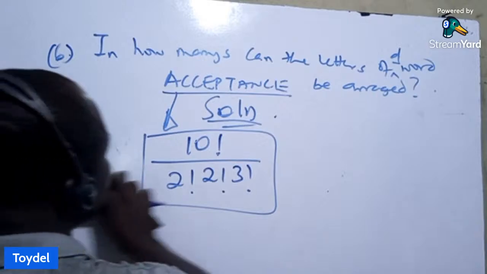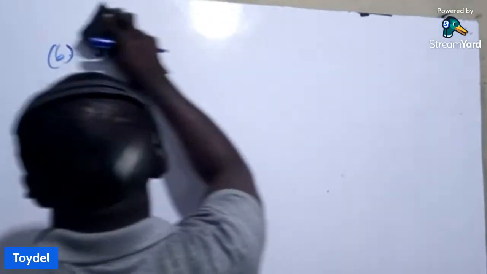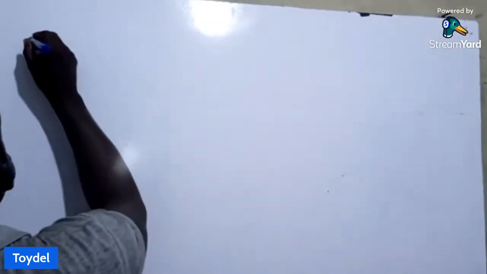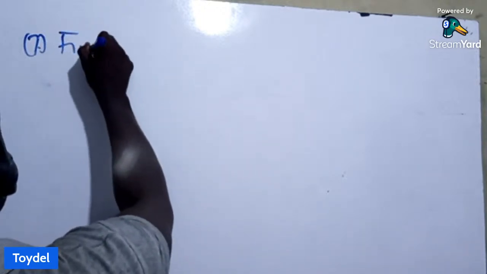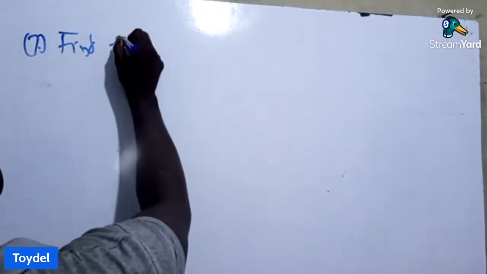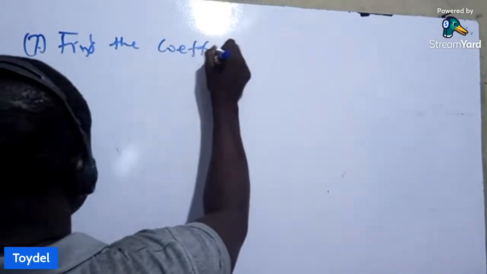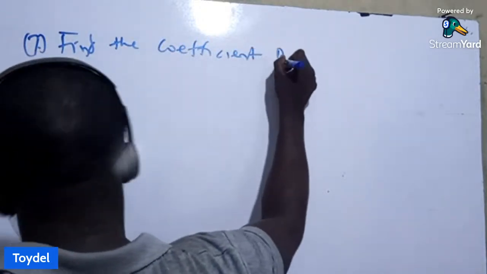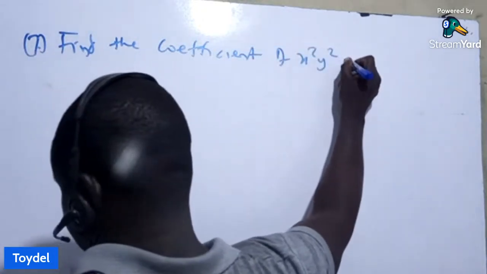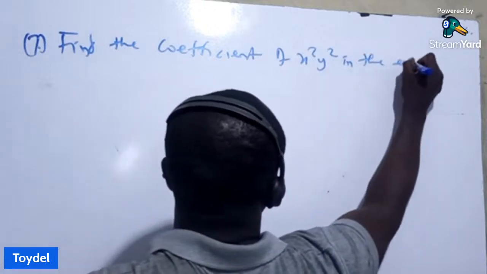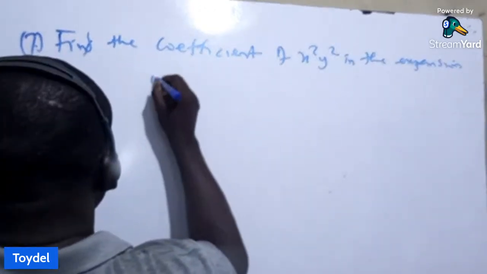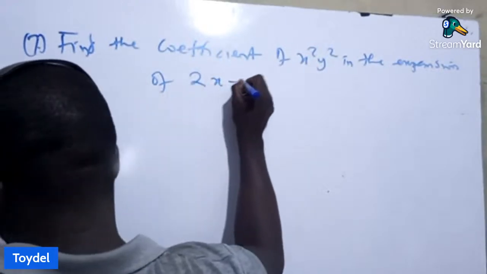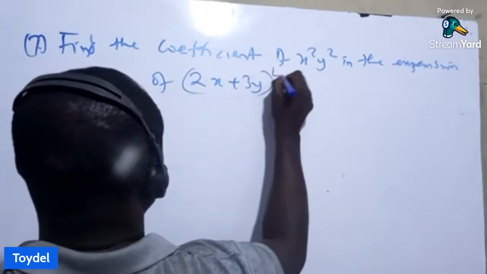So we take another question. This question is under binomial expansion. Find the coefficient of x squared y squared in the expansion of (2x plus 3y) raised to power 4.